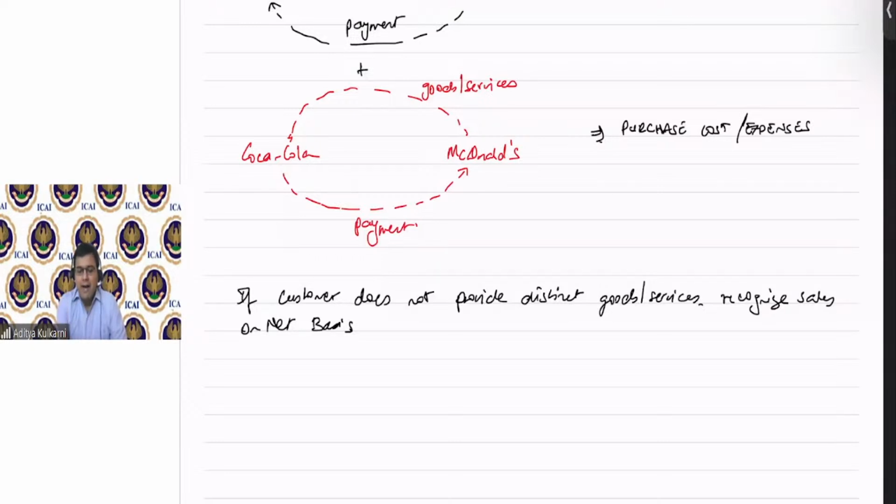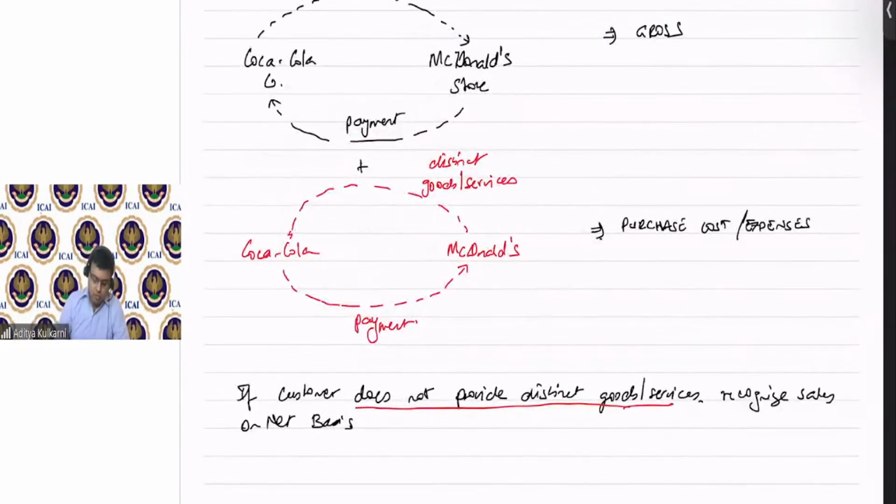So when you have a bill which is not accompanied by distinct goods or services, but there is an invoice that has gone from the customer to the seller, then what the seller will do, what Coca-Cola, what Cadbury will do is, they will book their revenue on a net basis.